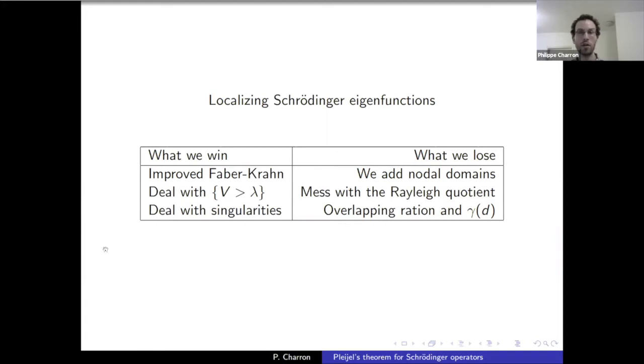Now, the second thing is that when you're going to deal with the Rayleigh quotient of Fn times the partition of unity, you're going to have a different Rayleigh quotient than just the Rayleigh quotient of Fn on a nodal domain, which we know already because it has Dirichlet boundary conditions.